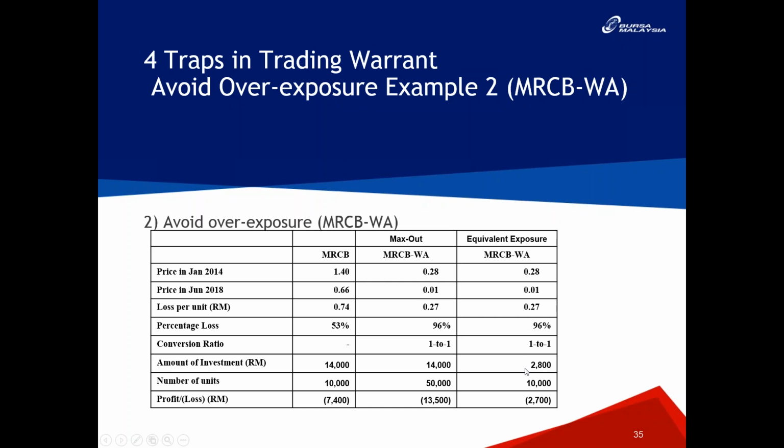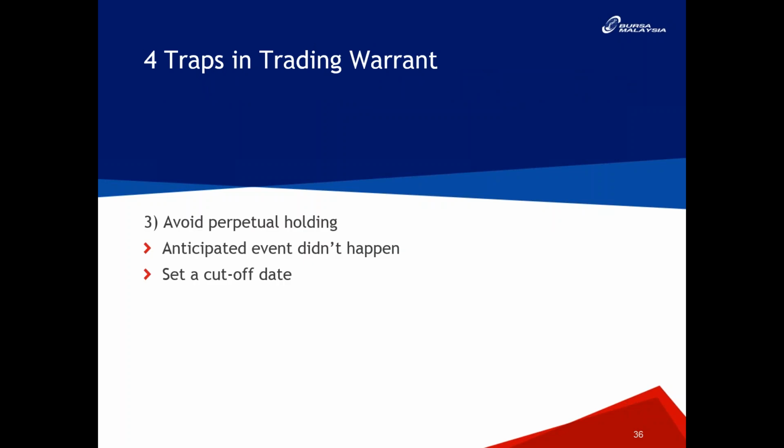If you have been cautious, you will only buy 10,000 warrant, because this is a company issue warrant. The conversion is 1:1. So 10,000 warrant will give you the same exposure as 10,000 units of shares, and you only spend 2,008, and your loss will be 2,007. So you have to be careful about the exposure you take on. Just because the warrant is cheaper, you can be in danger of overexposing yourself. So that's the second trap to avoid.